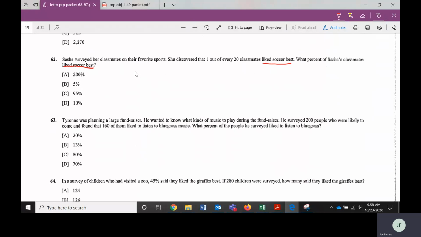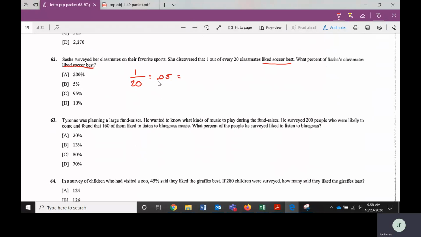So all you're going to do is basically write it like you'd see a test score or something. 1 out of 20 like soccer best. Okay. So now what you do is you're going to take the fraction. We want our answer as a percent, but we're going to first write it as a decimal. And again, to get a decimal with a fraction, you take top divided by bottom. So you take your calculator, you're going to go 1 divided by 20. Okay, that equals 0.05.